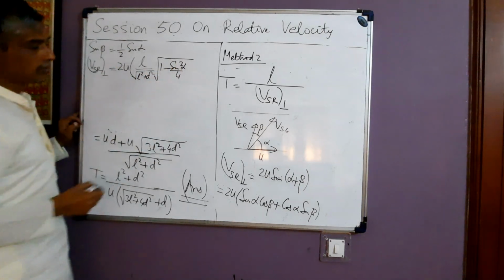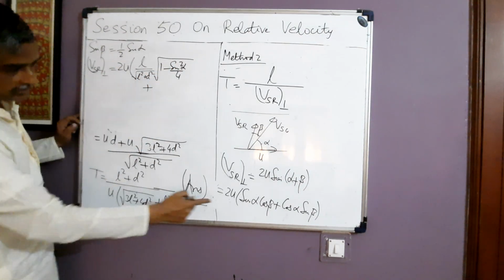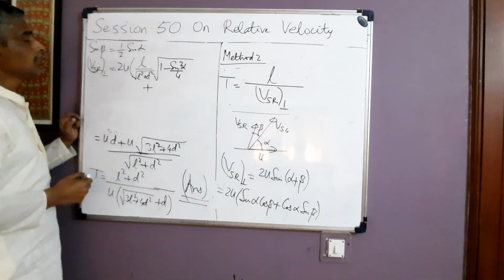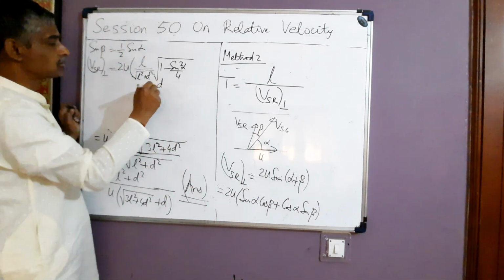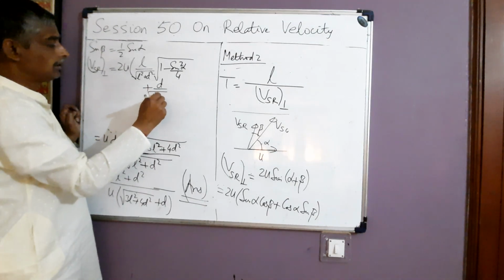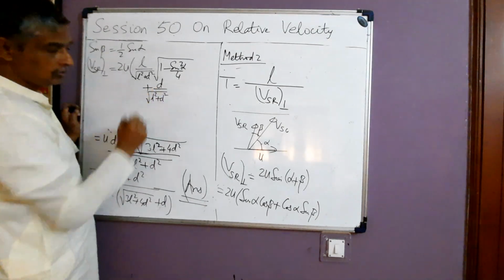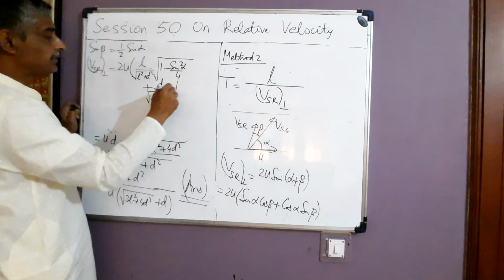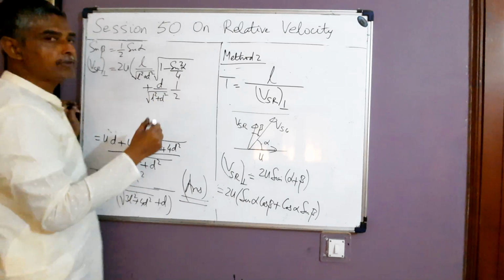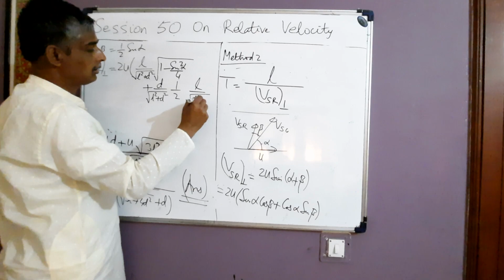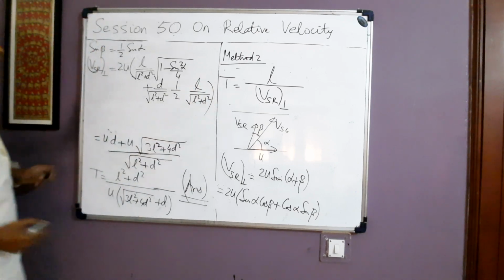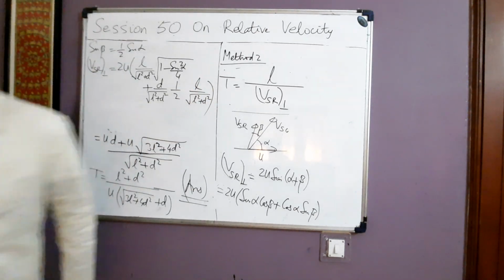Sin square beta is sin square alpha by 4, plus this bracket inside, plus cos alpha. Tan alpha is how much? L by D. Cos alpha becomes how much? D by root L square plus D square into sin beta. Sin beta is what? Half sin alpha. Sin alpha is equal to L by root L square plus D square. Okay, this is VSR perpendicular. Fine.